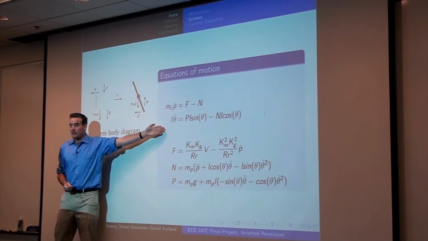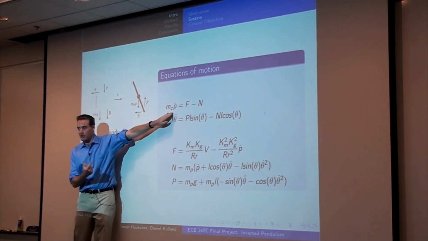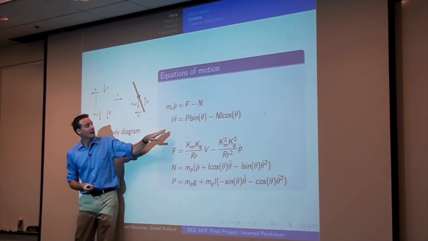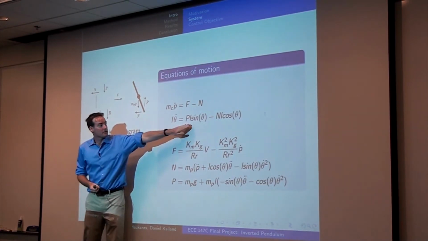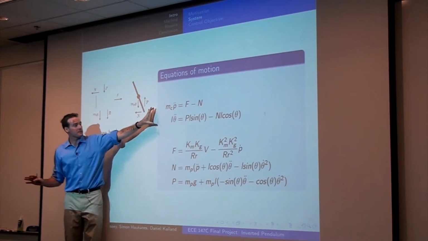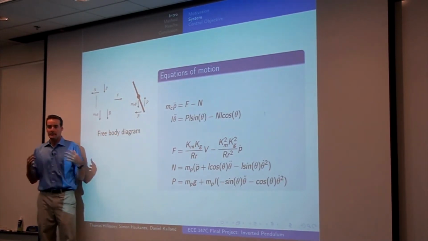This is just Newton's second law, F equals ma. This is F equals ma for the position of the cart. This is p, the position of the cart, so p double dot is the acceleration of the cart. And this is F equals ma for rotations: the sum of the torques on the pendulum equals I alpha. So this is just first year physics, and then these forces here just come from physics and geometry.